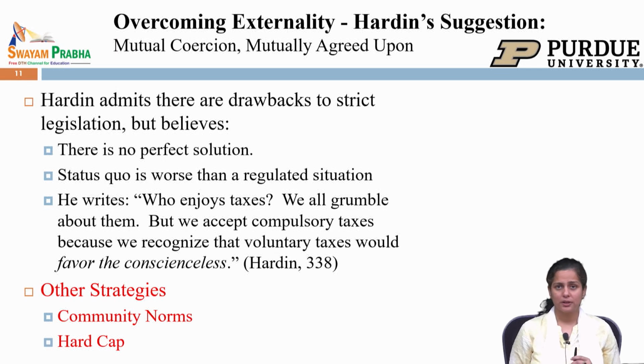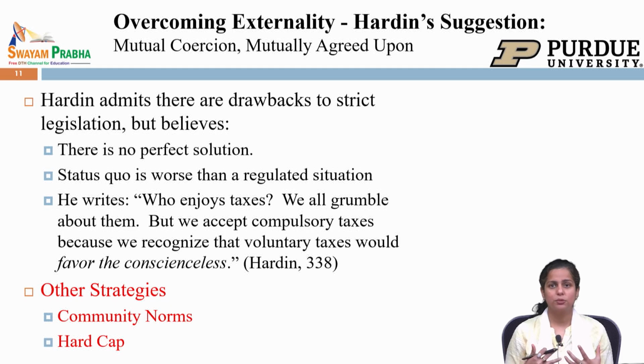So, how do we overcome externality? What Hardin suggests is, of course, mutual coercion or mutually agreed upon rules. So, the communities can come together and talk about how do we actually go about preserving this common pool. However, there are drawbacks to strict legislation, but of course, there is no perfect solution. And of course, the status quo will be worse than the regulated situation.